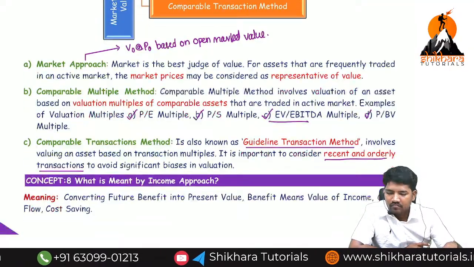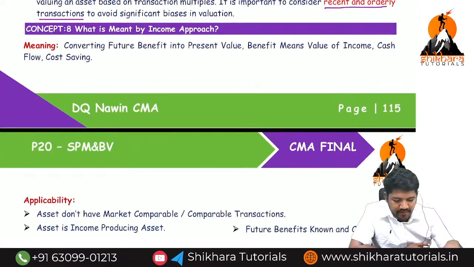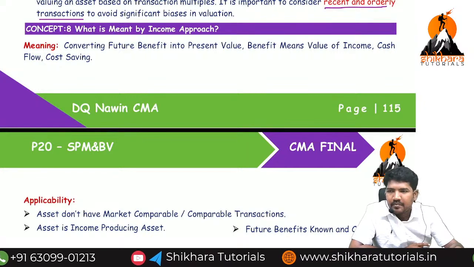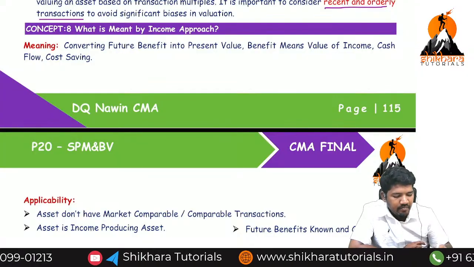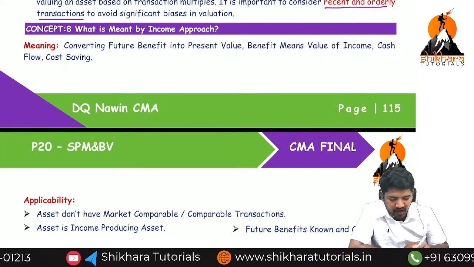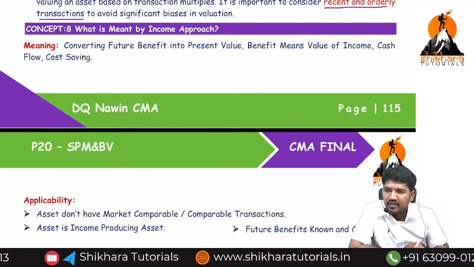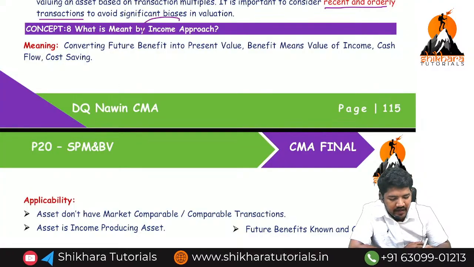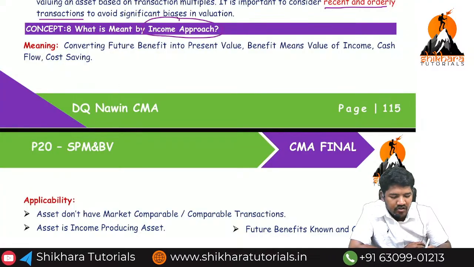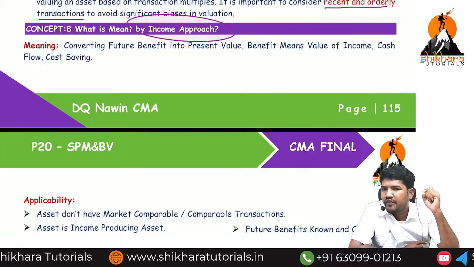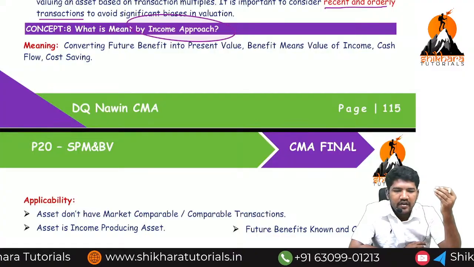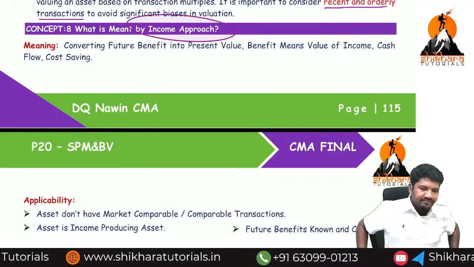Just clear? Okay, done. Next, concept number 8. What is meant by income approach? It is converting future benefit into present value. Benefit means value of income, cash flow or cost saving. In simple terms, the income approach talks about future economic benefit. You already learned future economic benefit.